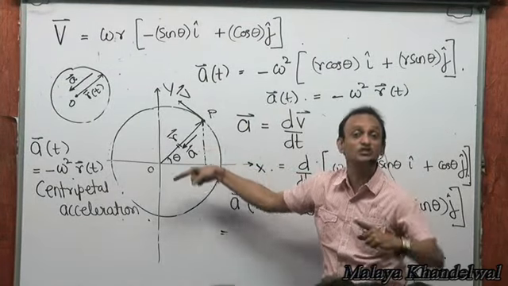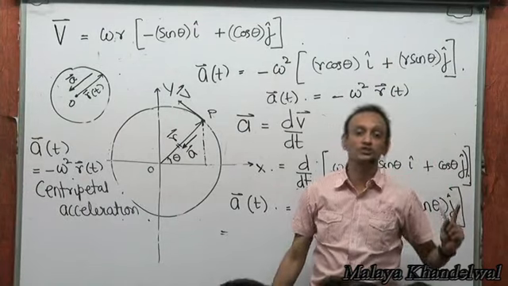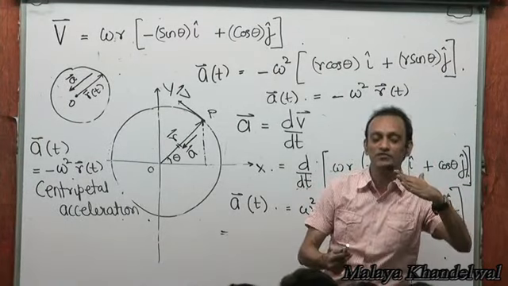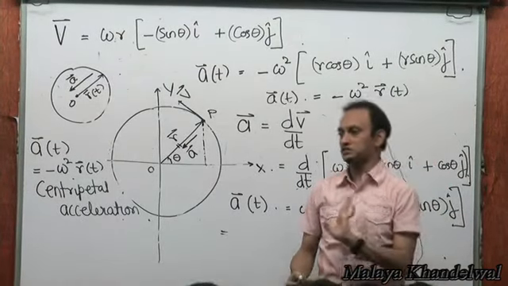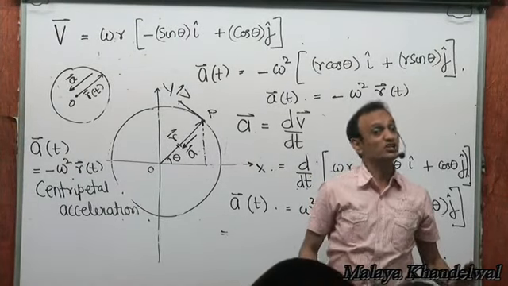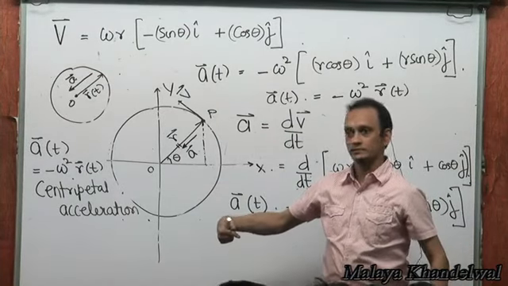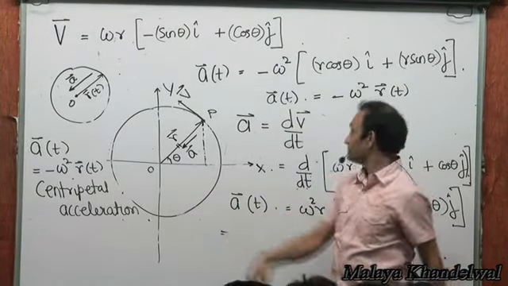This acceleration, centripetal acceleration, its task is to change the direction of the velocity from instant to instant and keep the velocity tangential at all instants. That's the job of this acceleration. Centripetal acceleration directed towards the center of the circle. Towards, right?